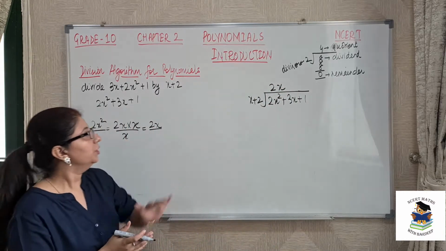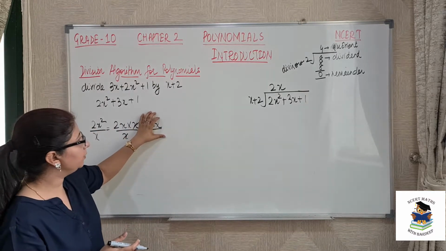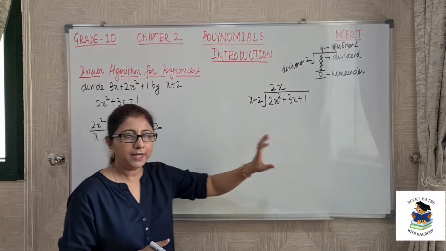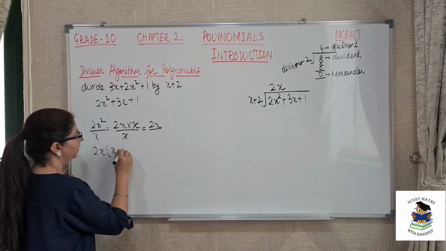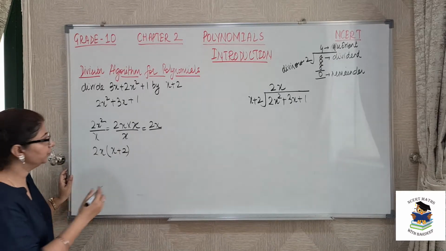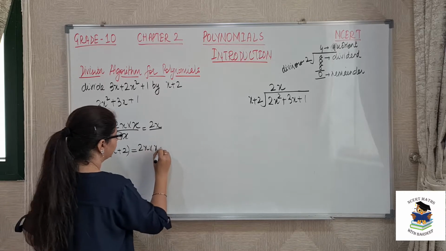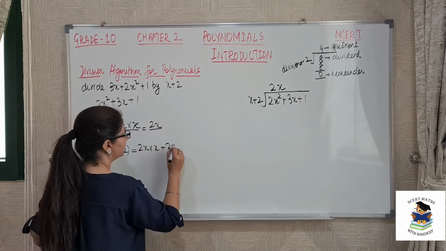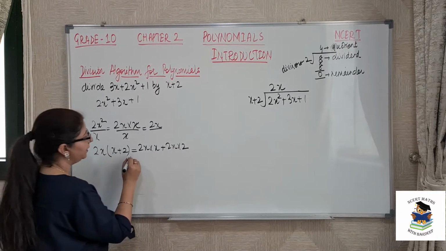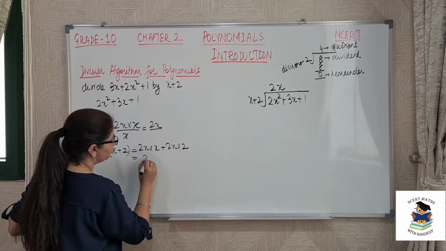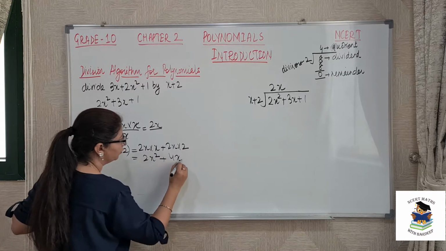So now what to do? We will multiply this term, that is the term you just calculated, with your divisor. So the second step should be 2x multiplied by x plus 2. So now we will multiply. This is 2x into x and then 2x into 2. This is already explained in your previous grades. So 2x into x, this will be 2x square, and 2 into 2 is 4x.